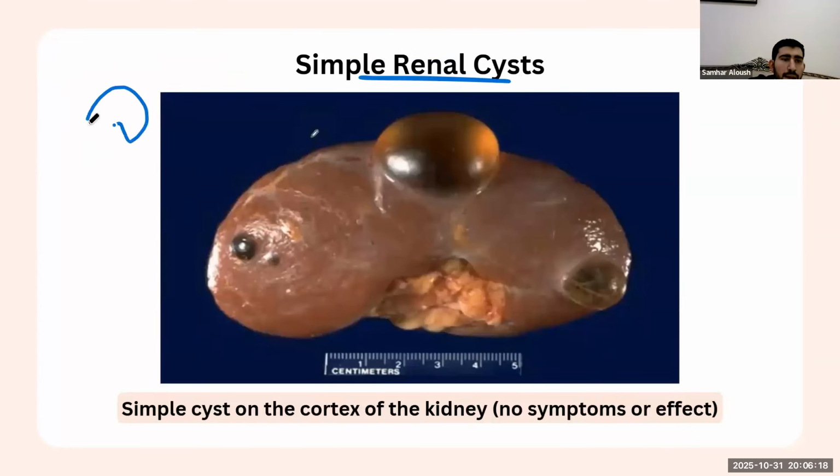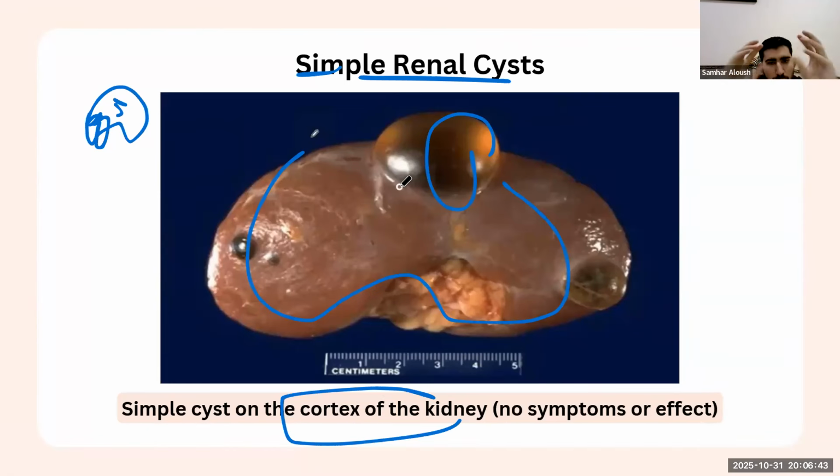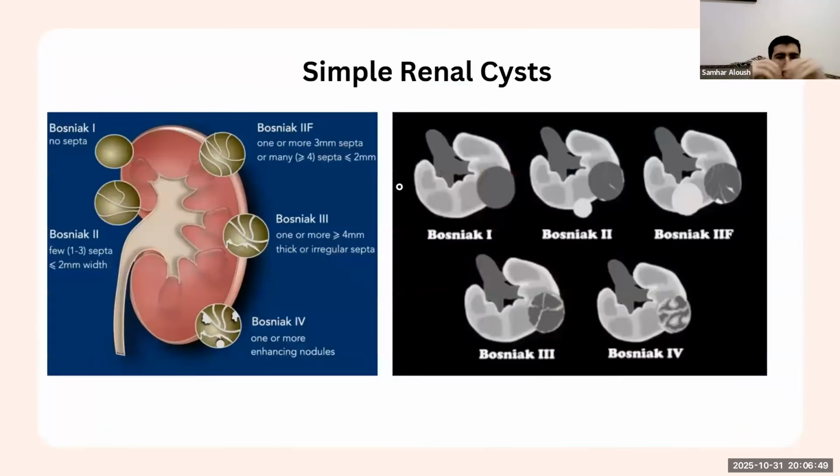Earlier we had kidneys full of cysts inside, outside, in the middle. A simple renal cyst is just one cyst on the kidney. All of this is kidney and there is a cyst on it. Very benign, it doesn't do anything. No renal failure, no renal effect. People are usually born with it. It's just a simple cyst on the cortex, no symptoms or anything. I just want you to identify it in the exam. If they give you someone with a cyst and no symptoms, it's a simple renal cyst.